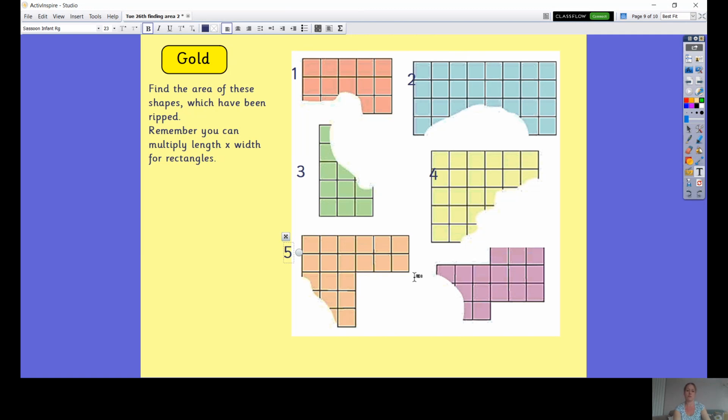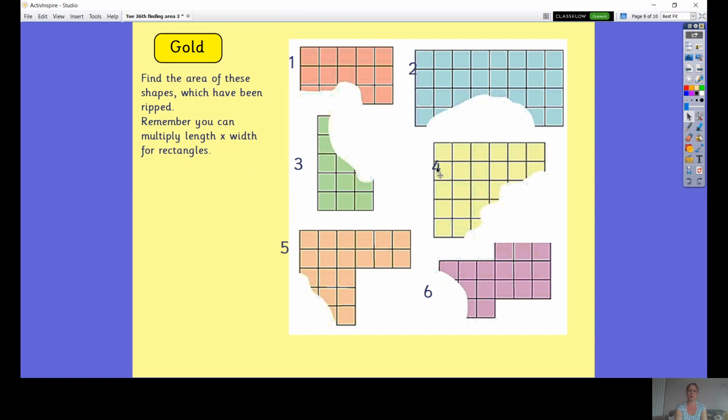And so again, you can just write the number in your book, the number of the rectangle, and then write the sum that goes with it. So number 1 would be 5 times 3 equals 15. That's your answer. Okay, so pause it here and have a go at that. If you haven't had a go at silver, you definitely need to have a go at gold before you move on to platinum. Okay, so pause here.